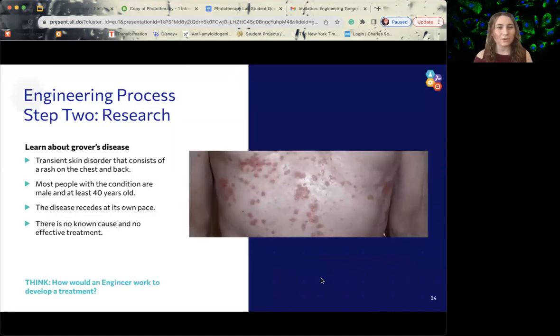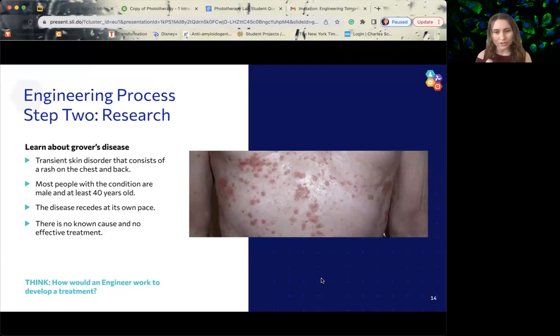So let's learn a little bit about Grover's disease. It's a transient skin disorder that consists of a rash on the chest and the back. The target population, which is really important with translational engineering and developing a solution that can be utilized in patients, is typically males, usually at least 40 years old. The disease recedes at its own pace, and it's usually worse in the winter months. However, a big challenge is there's no known cause, no effective treatment, and no exact cure.